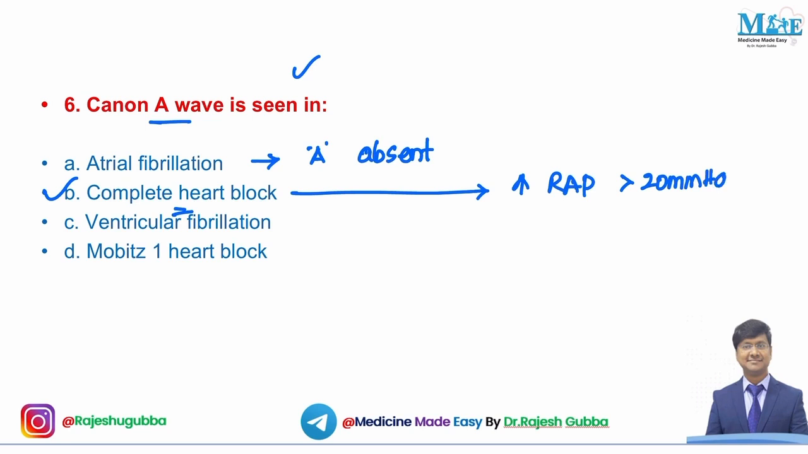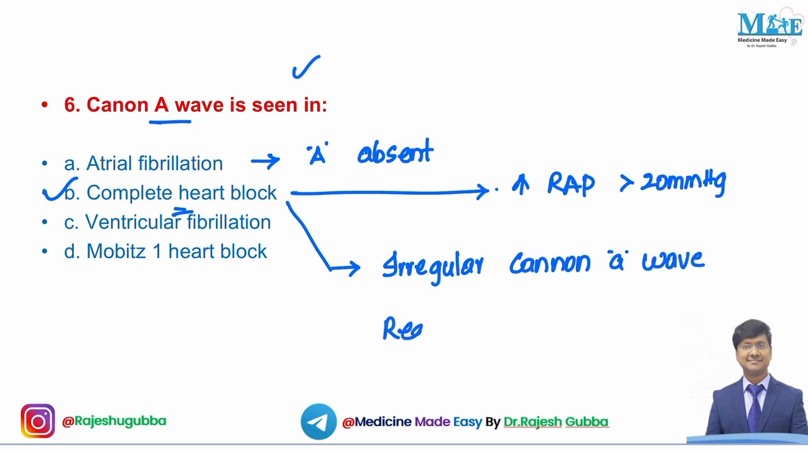of mercury. And what are the other conditions where you can have cannon A wave? See, in case of complete heart block, the type of the cannon A wave that you will have is the irregular cannon A wave, right? Whereas the regular cannon A wave, you see that in case of the junctional rhythms, right? In case of junctional rhythm, you have the presence of the regular cannon A wave. Okay, so cannon A wave is seen in the complete heart block. Next question.